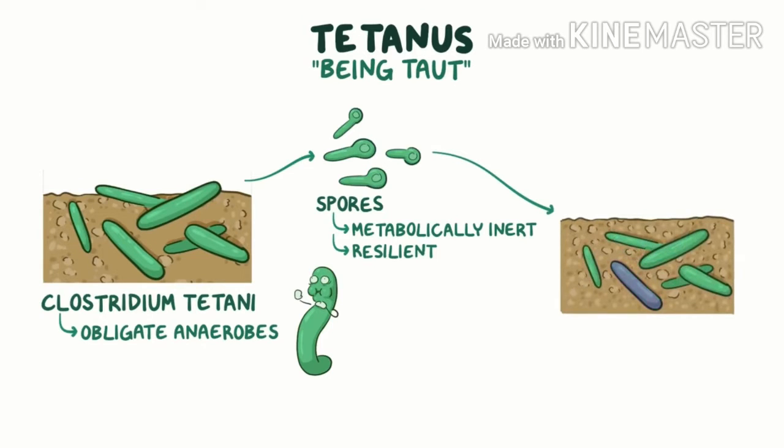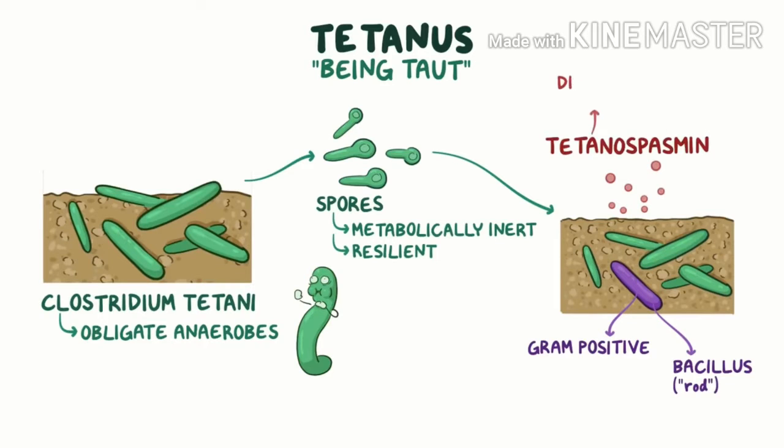When doing a gram stain, Clostridium tetani stains purple, or gram-positive, and it's a bacillus, meaning that it looks like a big cylinder or rod under the microscope. Clostridium tetani is notorious for one of its toxins, called tetanospasmin, which can severely disrupt the neuromuscular system of mammals.